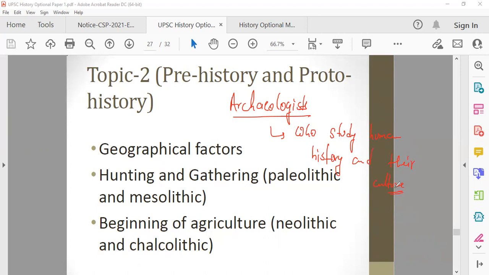So now let's move on, sir and ma'am. So here, prehistory, geographical factors, hunting, gathering, Paleolithic, Mesolithic, beginning of agriculture, Neolithic and Chalcolithic. This is the syllabus, right? So this whole thing started with Stone Age. Why is it known as Stone Age?